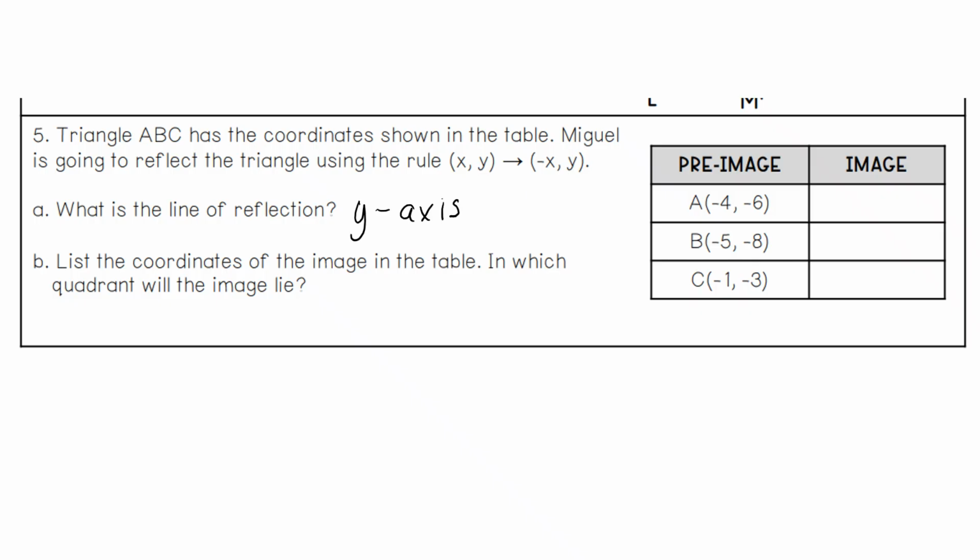And let's list the new coordinates. So your x is going to become opposite. So your A prime is now 4 and your y stays the same. Your B prime is the opposite. So instead of -5, it's 5 and your y stays the same. C prime, your x changes to the opposite, which makes it 1 instead of -1, and your y stays the same.